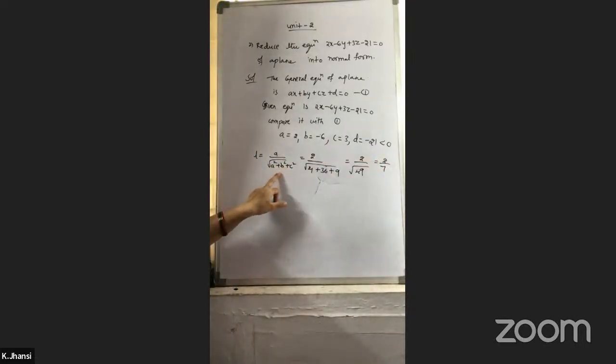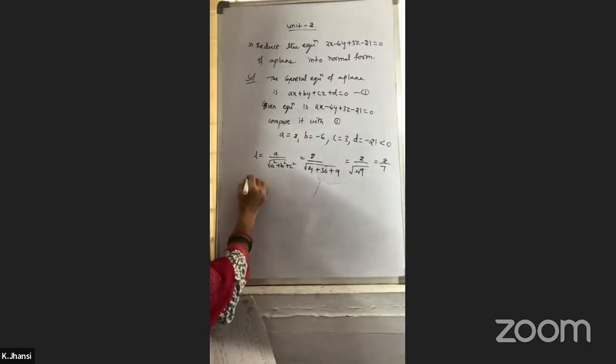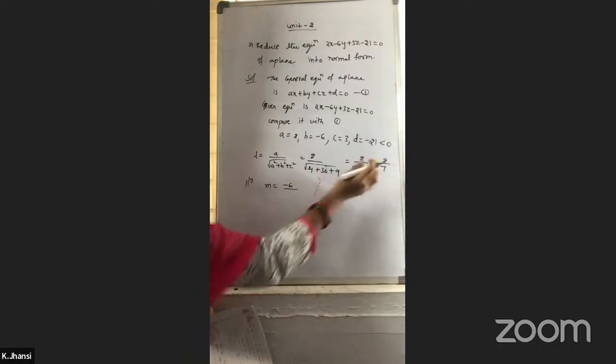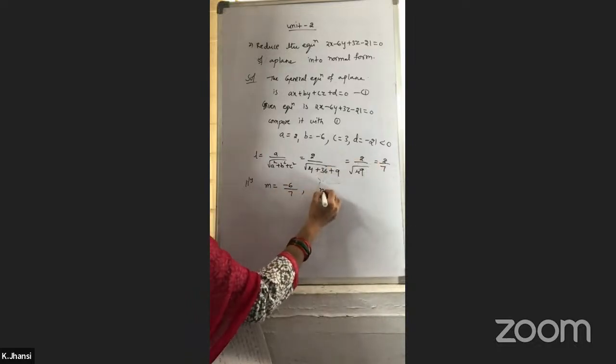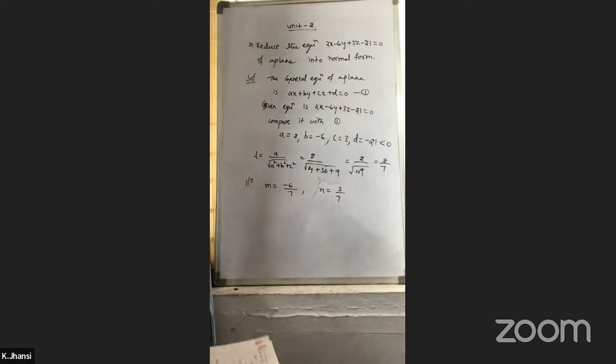Whatever is in the denominator is the same for M and N also, so directly we can write that. Similarly, M is B by 7, and B value is minus 6, so M is minus 6 by 7. And N is equal to 3 by 7. So these are the values of L, M and N.